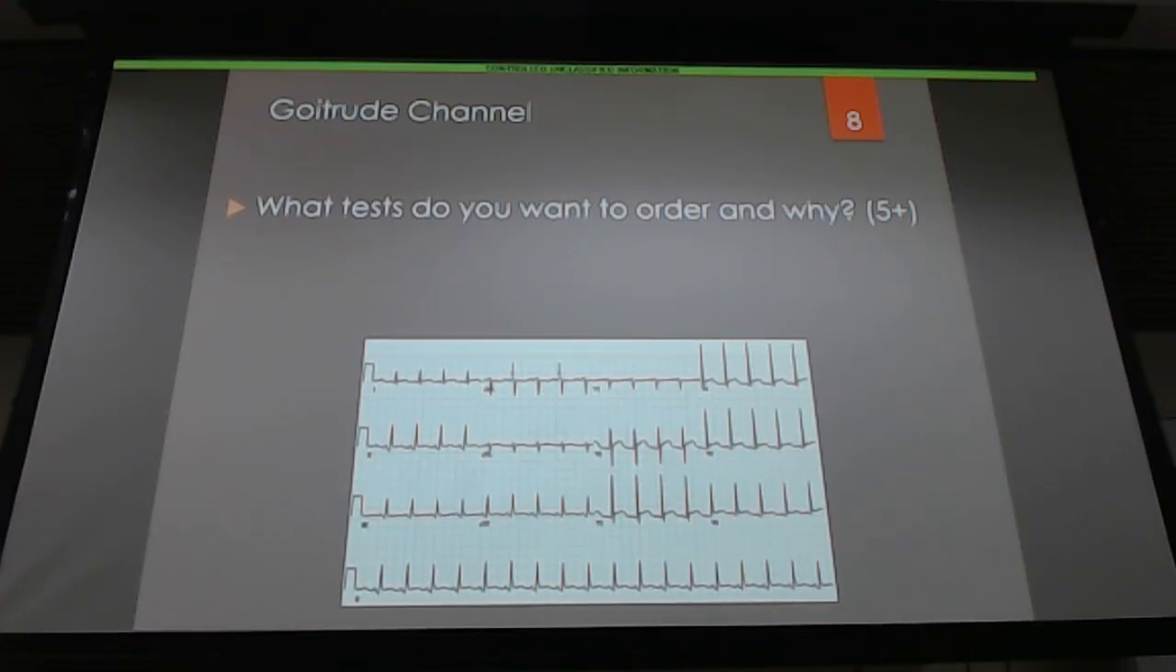TSH. What else? Yes, BMP, CMP. What else? We have TSH, CMP, BMP. What else? See, we got that. Yeah, what else? We can stop it at TSH, yes.